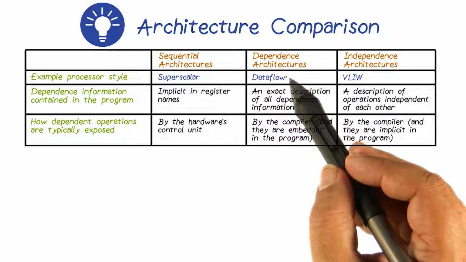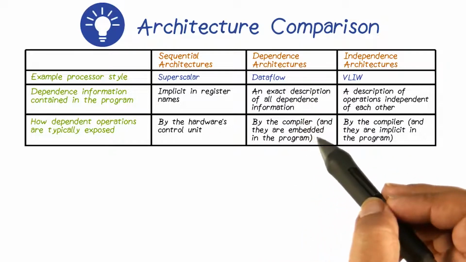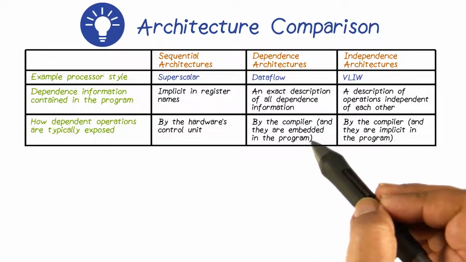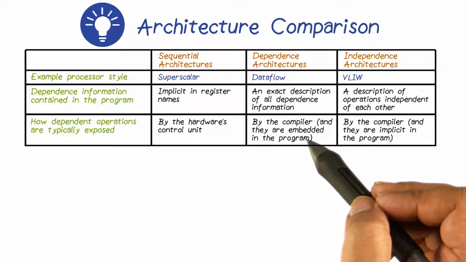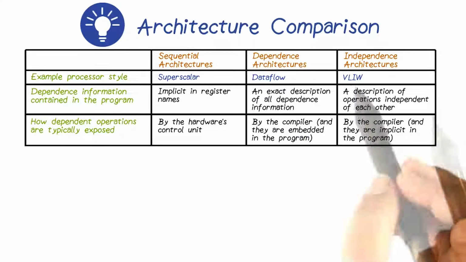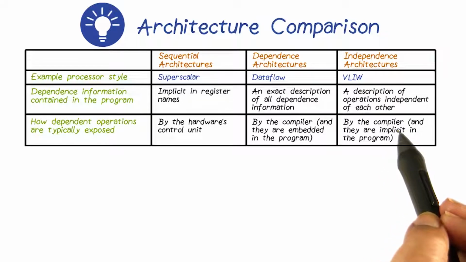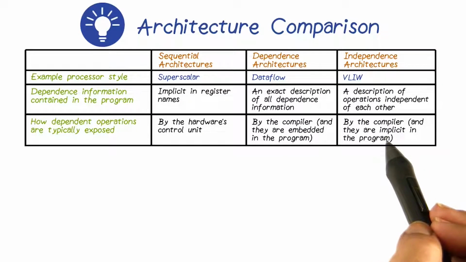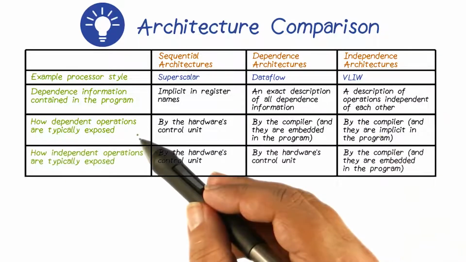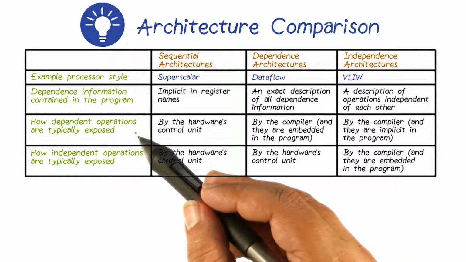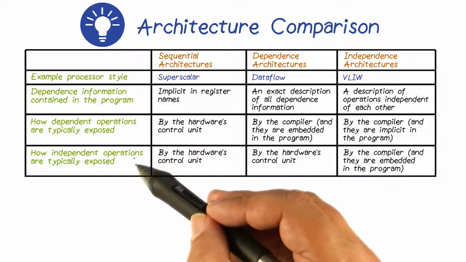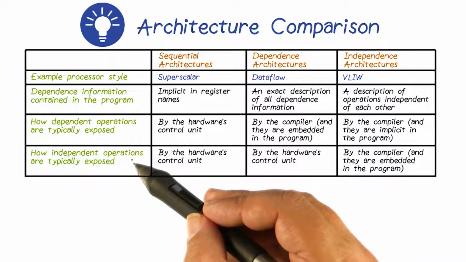In terms of data flow architecture, the dependence information is exposed by the compiler and embedded in the program, again governed by the scheduling of the program. And in VLIW architectures, this information is completely governed by the compiler and is implicit in terms of all those operations that execute under the umbrella of one large VLIW instruction.